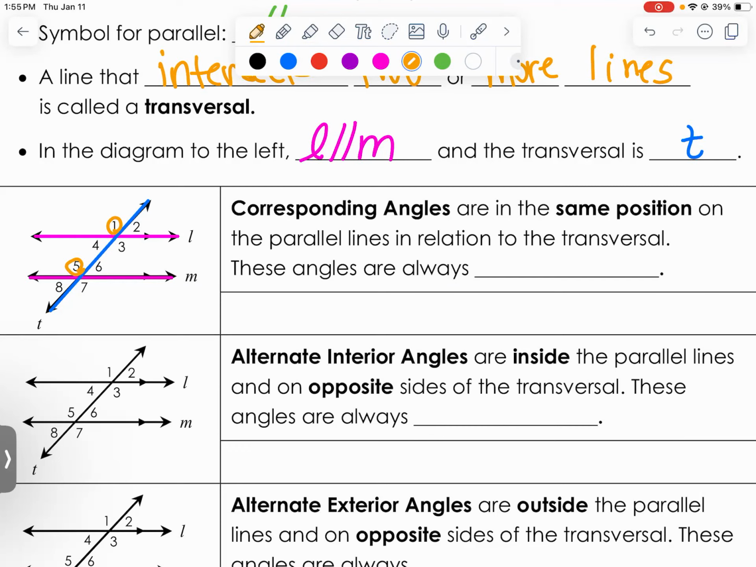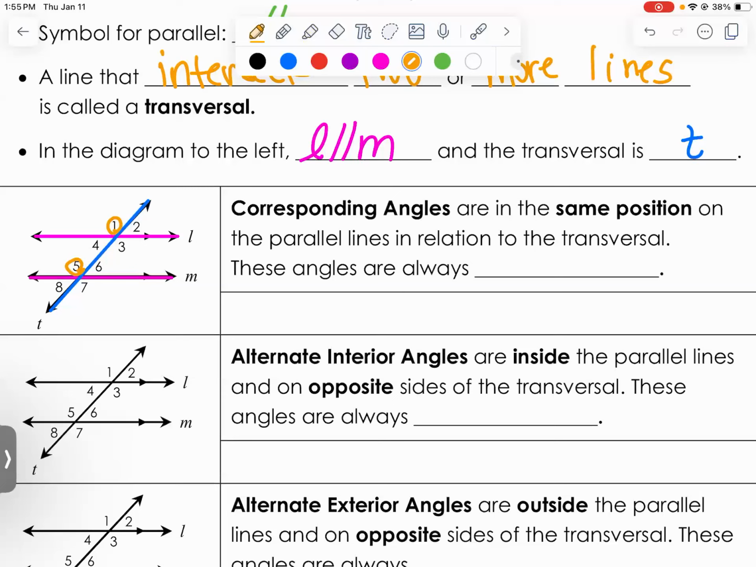No, this is what I want you to do. I want you to take your patty paper and I want you to trace angle 1. Just like that. Just angle 1. Okay. All right. So now I want you to take your tracing of angle 1 and I want you to shift it down to angle 5.